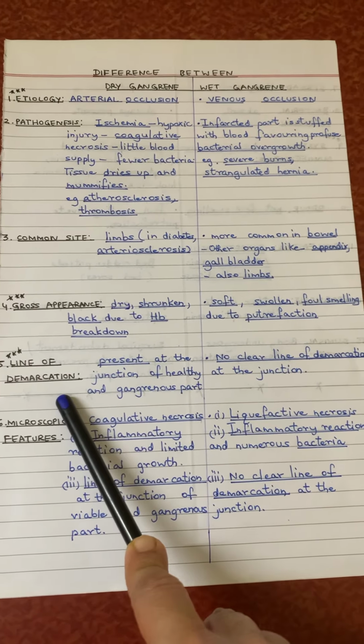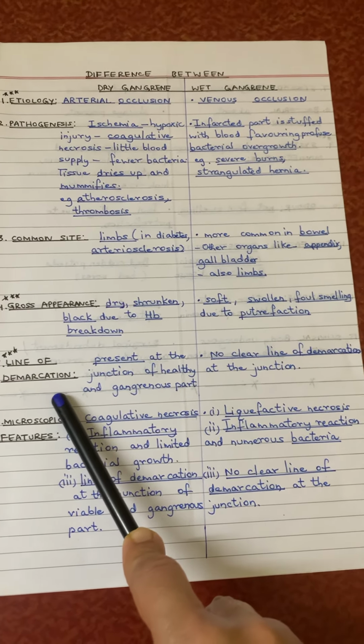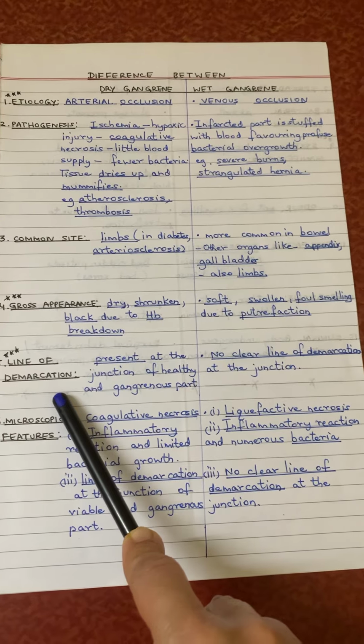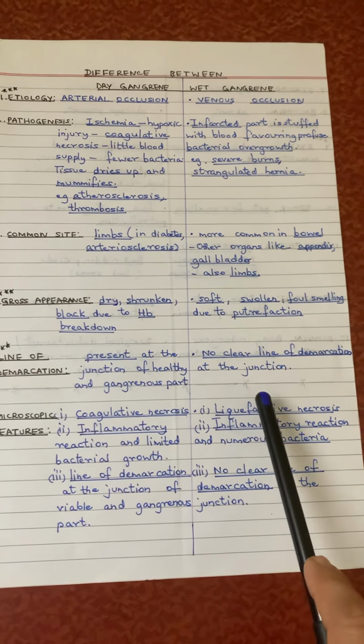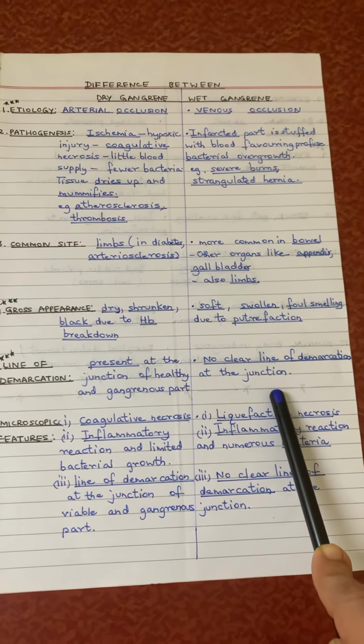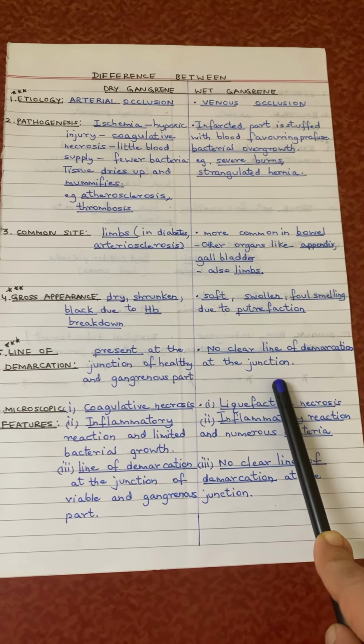Now, the most important point is line of demarcation. This is present in case of dry gangrene at the junction of the healthy and gangrenous part, whereas in wet gangrene, there is no clear line of demarcation at the junction.